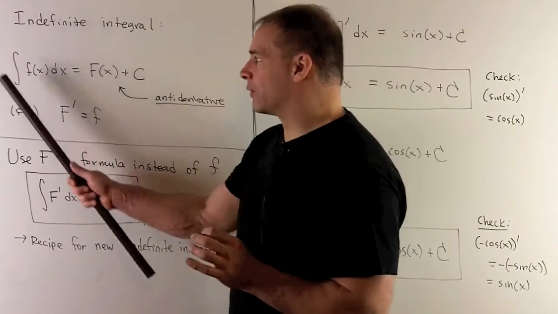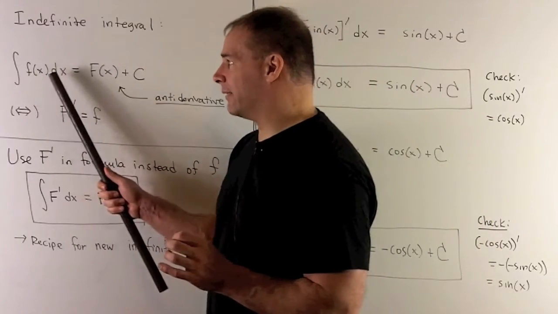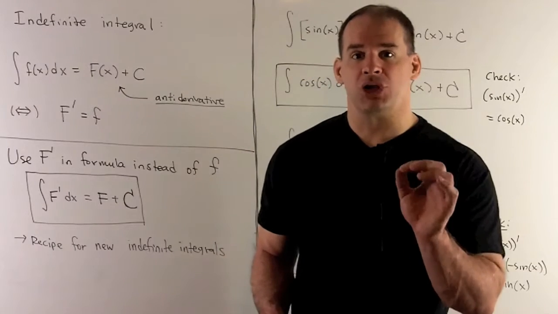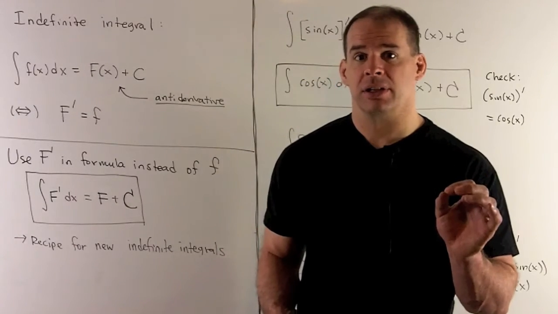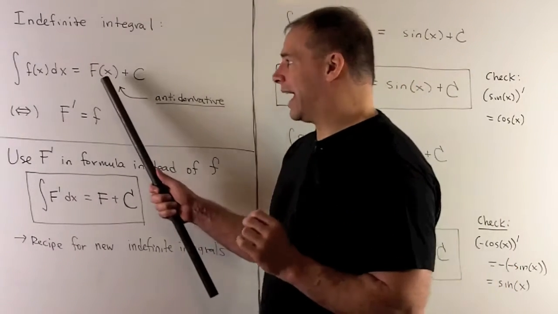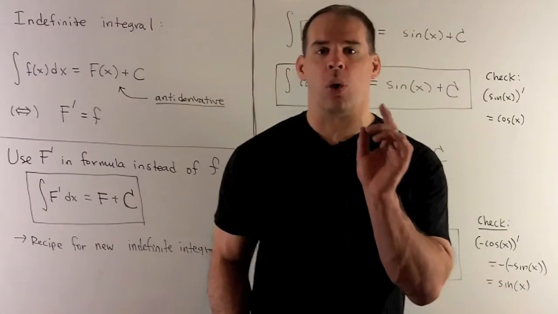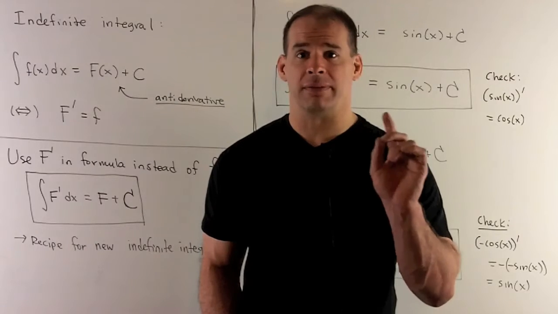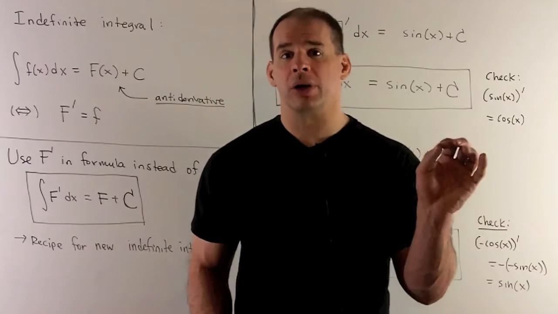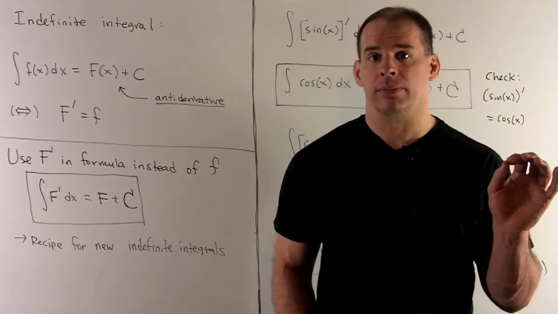So, what this says is, we have f of x. Find me the function that has derivative f of x. Then, we're going to get our capital F of x, and then we add a constant because once I found one antiderivative, capital F of x, we get all others by adding numbers.